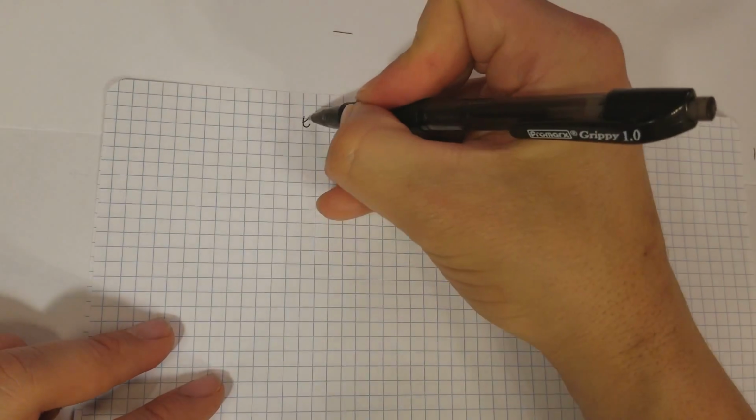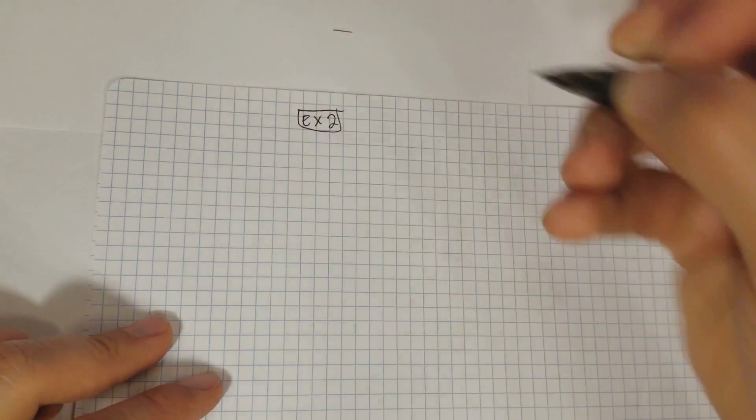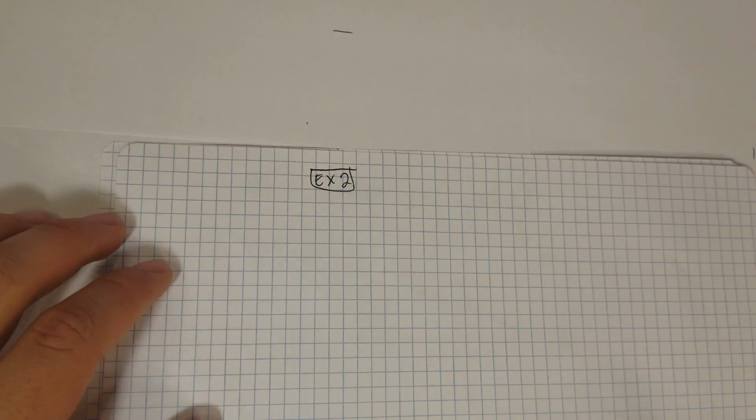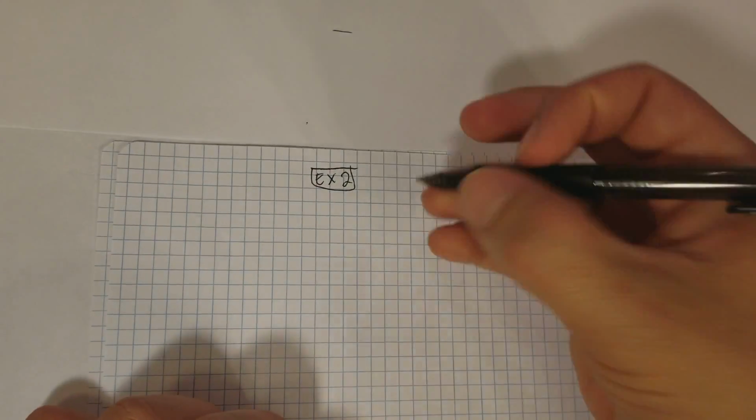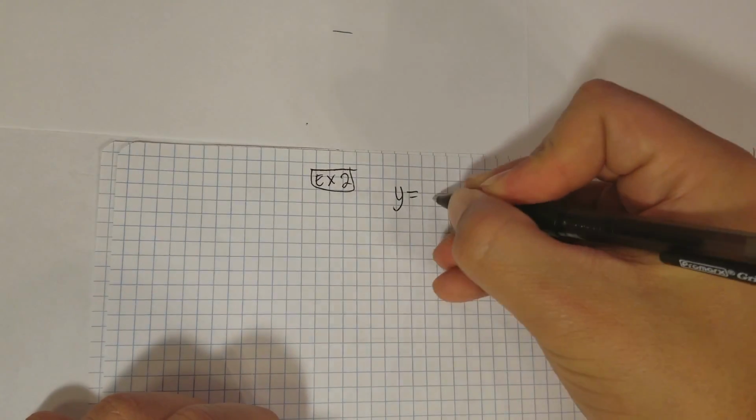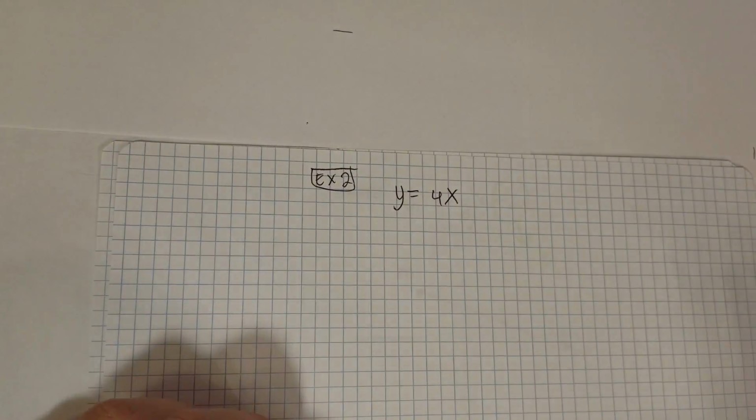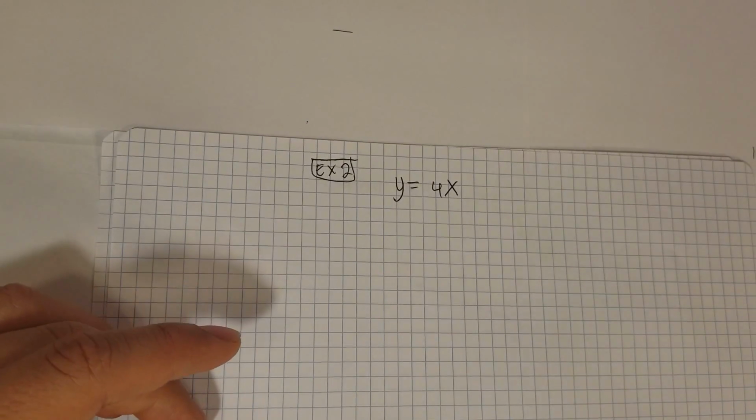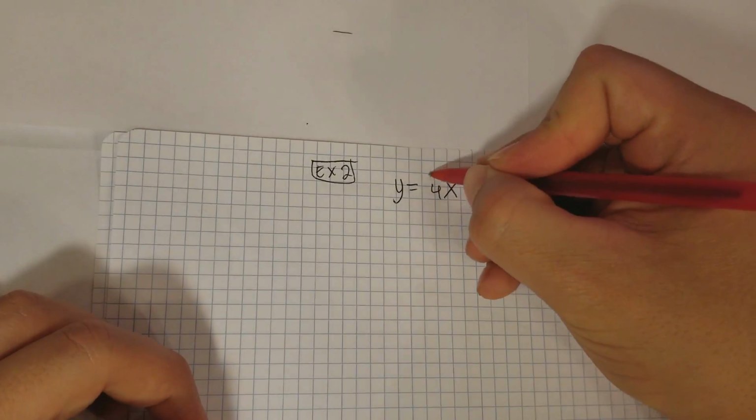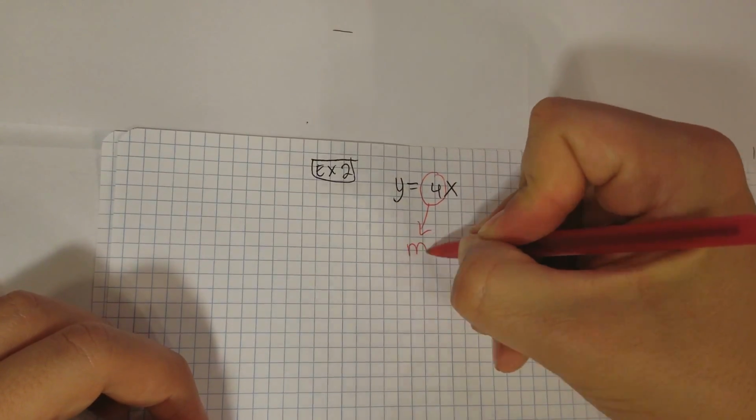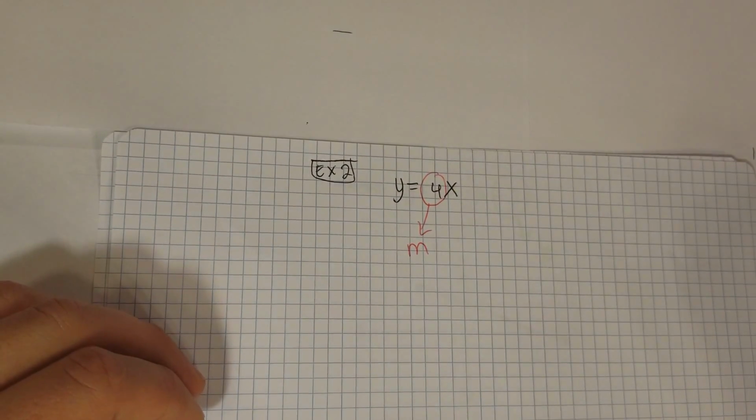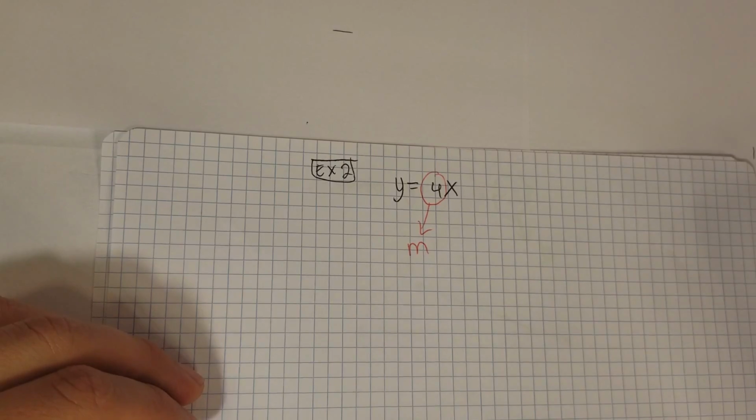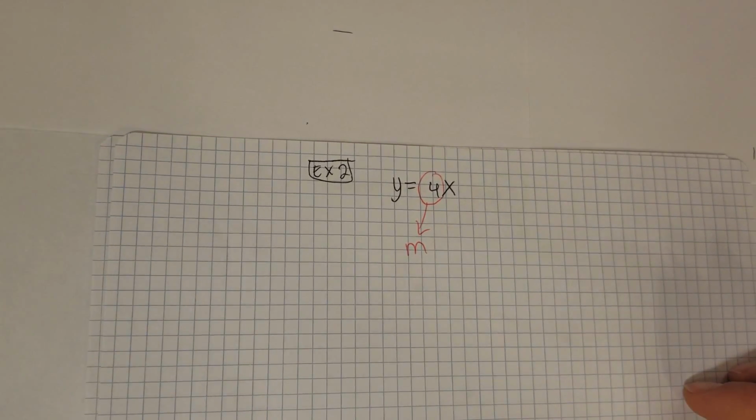Example number 2. Let's say we want to graph the linear equation y equals 4x. Uh-oh, wait, what the heck? How do we graph this? If you remember, the number that's in front of the x is the slope. So this will be m. But then again, where's our b? Because we need a starting point, right?